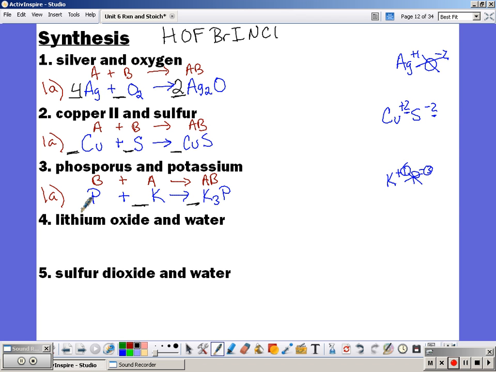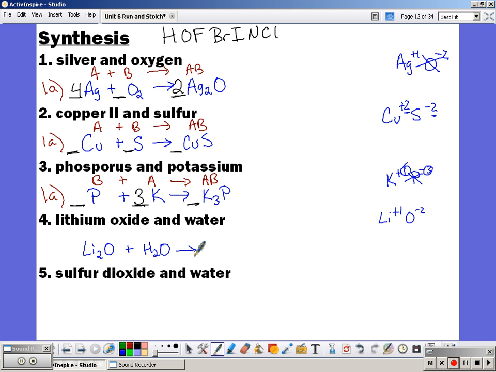So to balance it, 1 P, 1 P, 3 Ks, 1 K, so we would multiply by 3. Lithium oxide. There's no "and" or plus in between, so this is a compound. So we would cross our charges. Lithium is +1, oxygen is -2. So we would have Li2O, and is our plus, water is H2O.